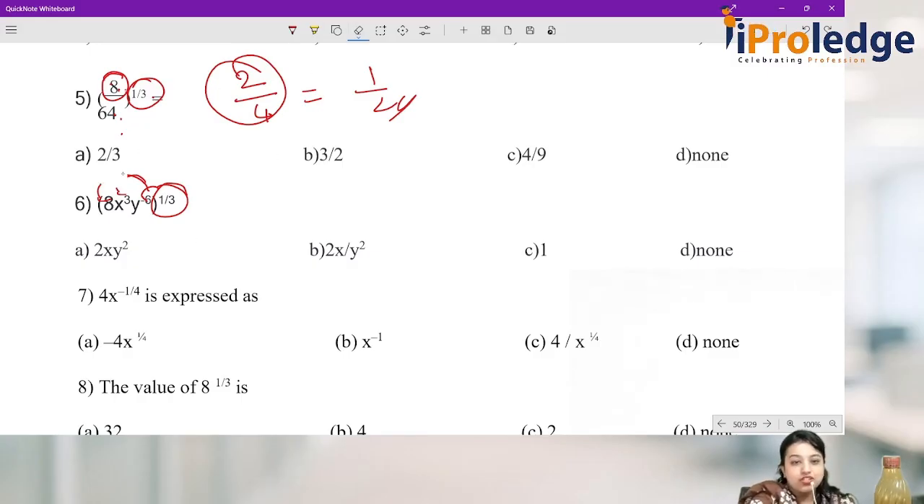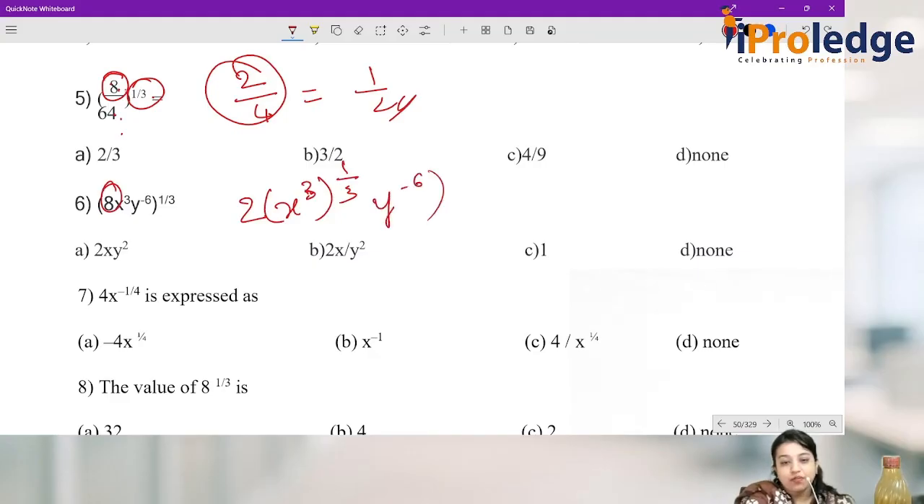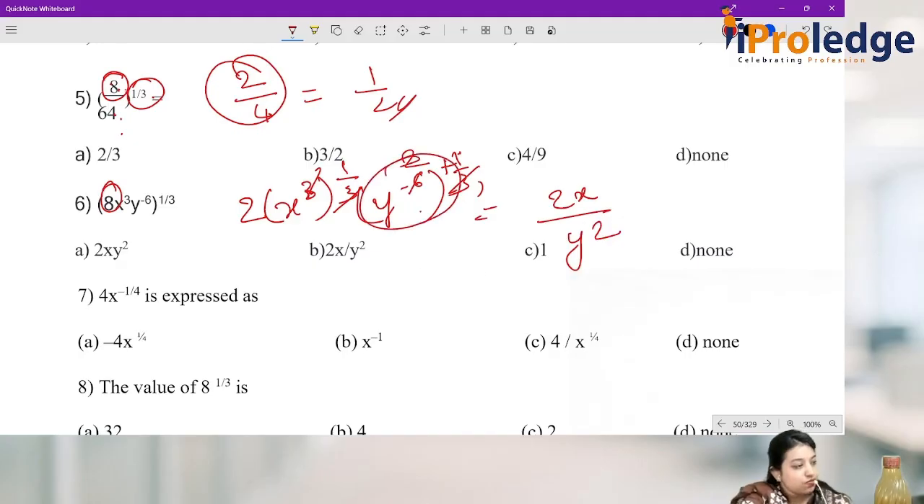So for the first one, what is cube root of 8? 2. And we have x to the power of 3, and you have to take 1 by 3. And we have y to the power of minus 6, and you have to take 1 by 3. 3 and 3 get cancelled. So the answer is 2x divided by y square. We converted this negative power to the positive power. 7th one.